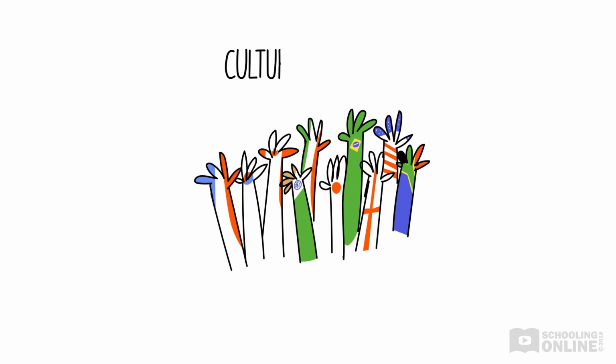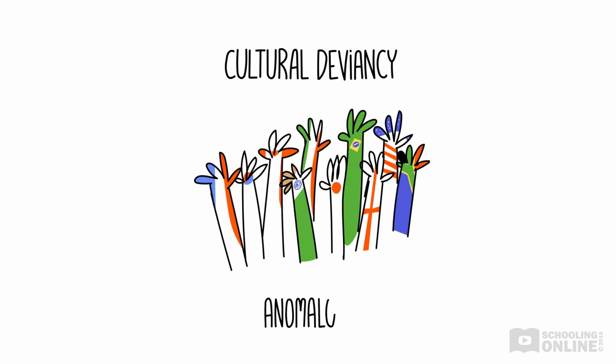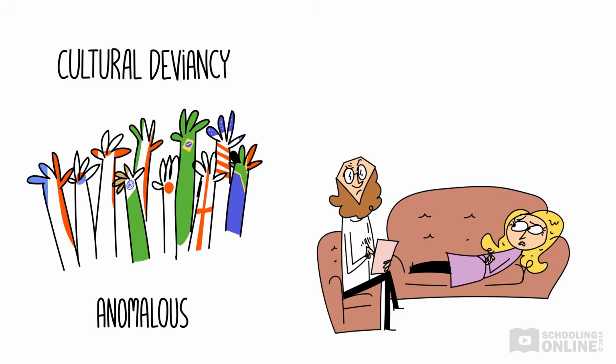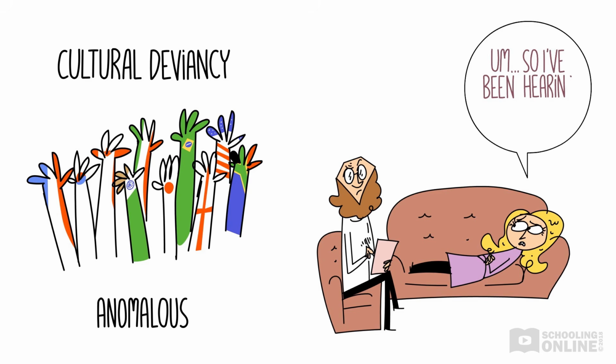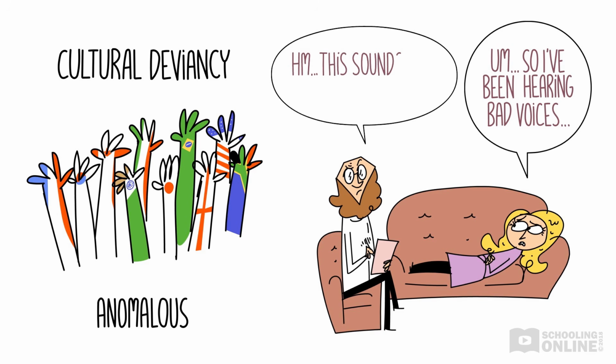When you look at cultural deviancy, ask what assumptions in our society make a particular behaviour anomalous. In some cultures, like in the West, people are quick to identify someone who hears voices as mentally ill or schizophrenic. The anomalous experience of hearing voices is explained as a mental illness.